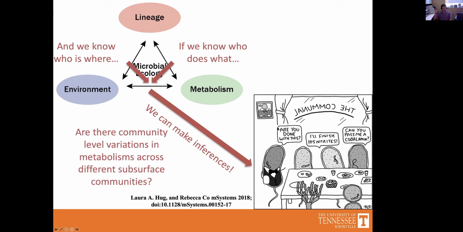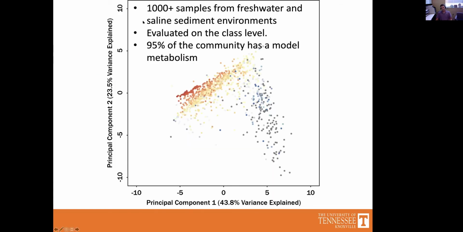The central question we tried to get at here is, are there community-level differences in metabolism for subsurface communities? Are all subsurface communities the same? Are they different? How different? The Thompson data set had over 1,000 samples from 12 different studies for subsurface sediment communities.